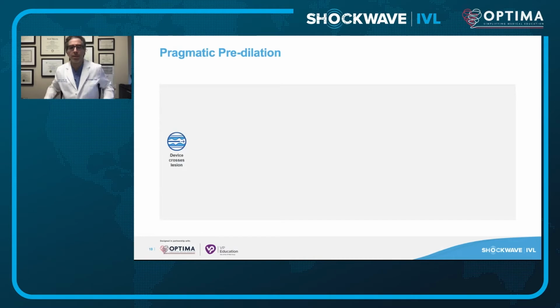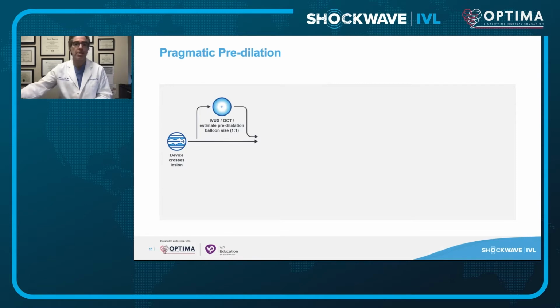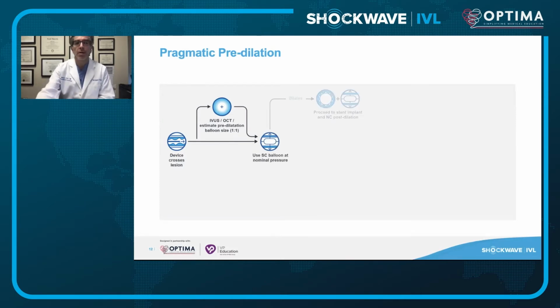Well, some would argue, and I think it's a reasonable approach, is using what we call pragmatic predilatation. Use a balloon. Do you get expansion? If not, what do you do? So here, this is a kind of lesion where a device can cross quite simply. You may IVUS or OCT up front to determine the balloon size or not. You may not be an imager, or you may be the type of person who likes to do imaging, and you're going to choose a semi-compliant balloon at nominal pressure. Inflate that balloon. If it dilates, you're off to the races. Proceed to stent implant and post-dilatation.